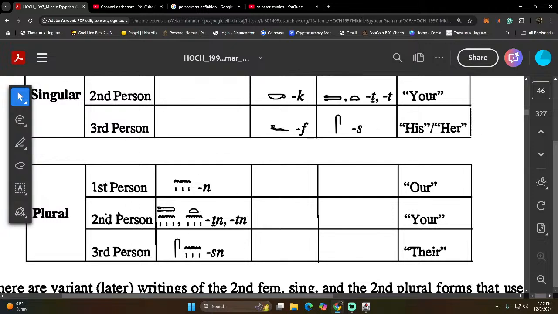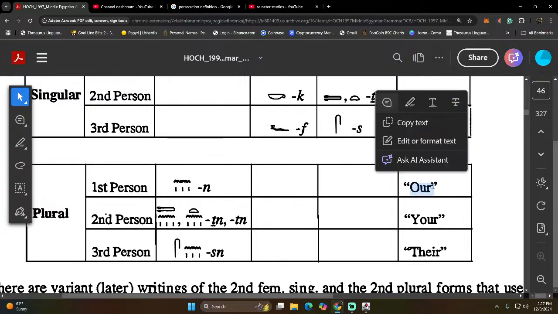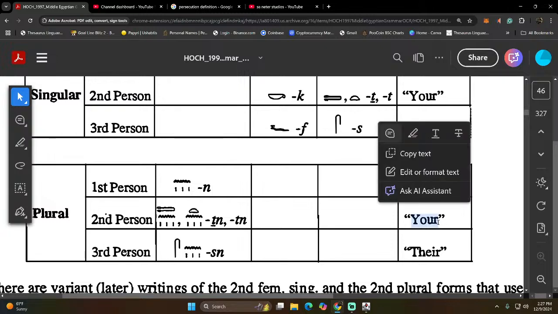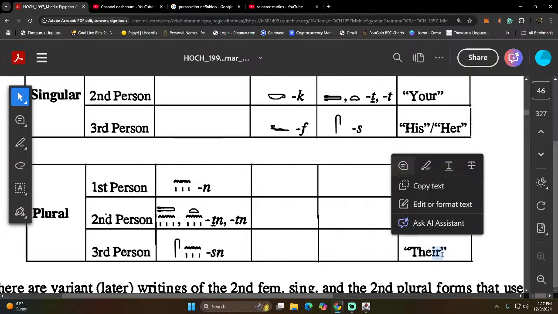So now we're about to deal with the plural, and it's the same exact thing. First person is in with the 3 strokes. It means our, right? Second person, chin or tin, your or y'all, y'all. Don't forget we teach in African American vernacular English over here. Y'all works there. And then you can do third person sin, there, right? So now this there is the possession there, right? It's not they are.